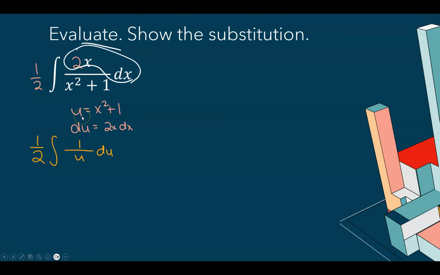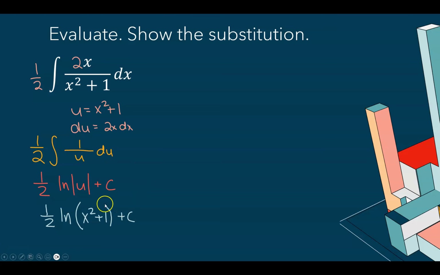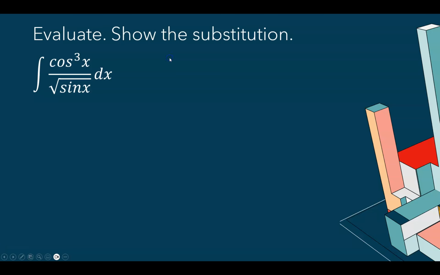So we end up with 1 over u, which has an antiderivative of natural log of the absolute value of u. Bring down the 1/2, and don't forget your plus c. And notice here at the end, 1/2 natural log of x squared plus 1 plus c. We actually drop the absolute value. You can keep it, but x squared plus 1 is already 1 or greater, so the absolute value is just redundant.